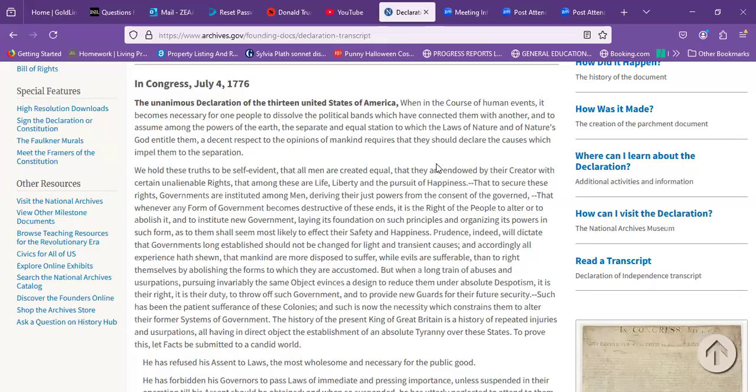All right, the unanimous declaration of the 13 United States of America. There's a significant word there, right? Up until now, we've always spoken of them as the 13 colonies. Suddenly, we're not calling ourselves colonies anymore. We're calling ourselves states. State is a term that can be used interchangeably with nation, right?